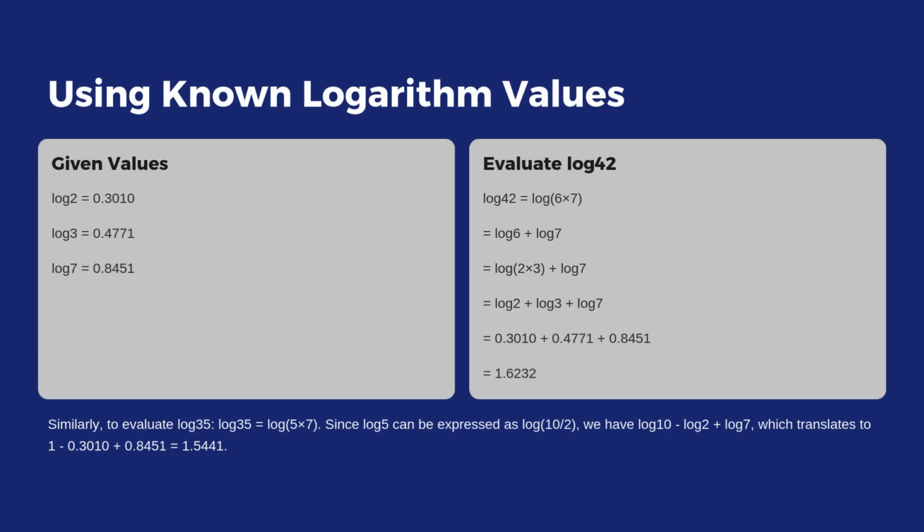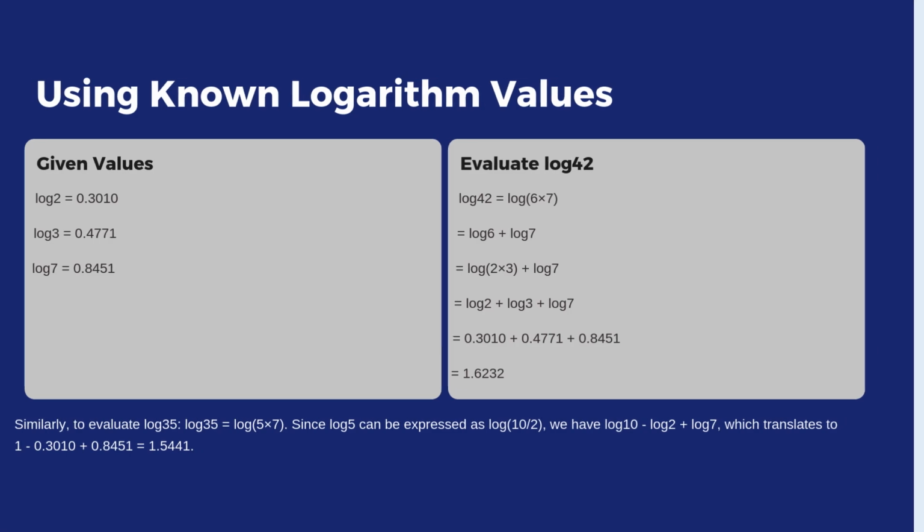Similarly, to evaluate log 35 equals log of 5 times 7. Since log 5 can be expressed as log of 10 divided by 2, we have log 10 minus log 2 plus log 7, which translates to 1 minus 0.3010 plus 0.8451 equals 1.5441.